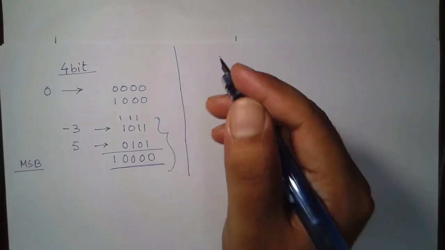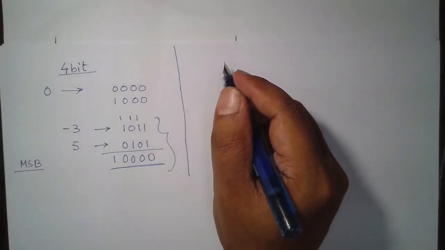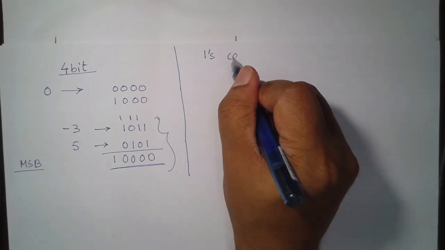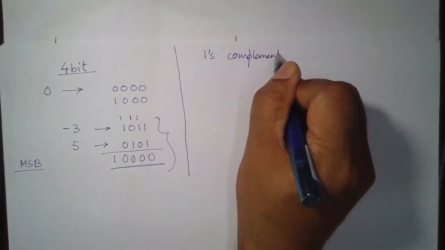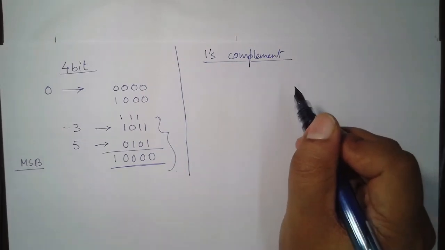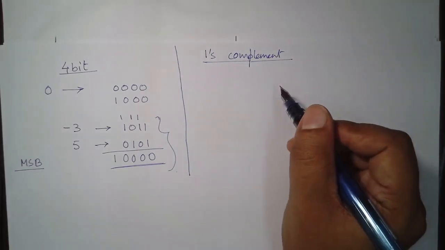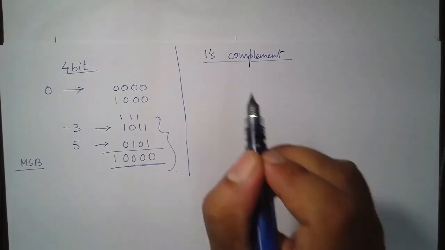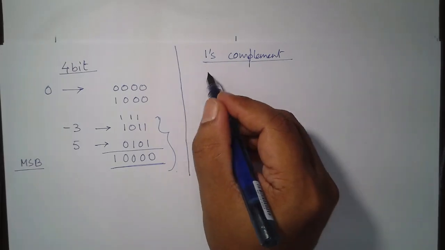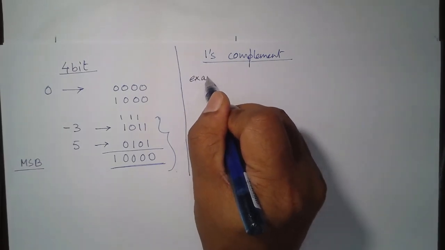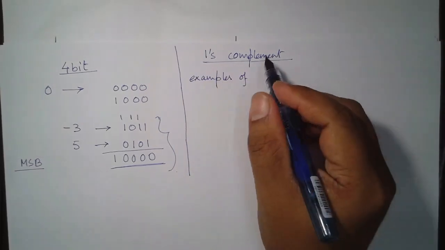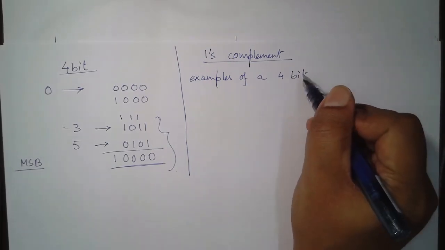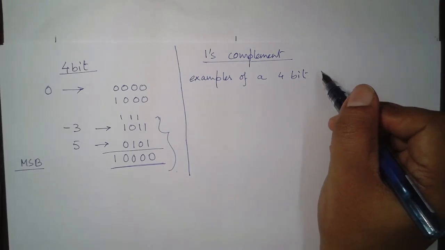Now, with this objective, if we go further ahead, we look at what is called ones complement. I am sure many of you might have already seen this ones complement representation. So, what does this ones complement representation say? We will start with examples, examples of a 4-bit number system where we represent them in ones complement.